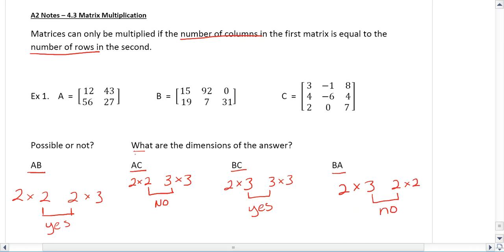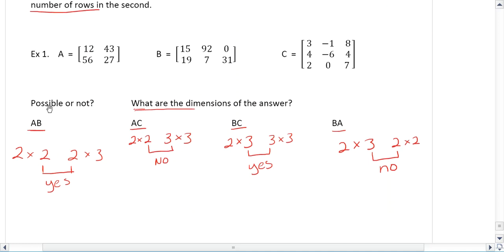And now this other question we're asked, what are the dimensions of the answer? Well, after you multiply these two matrices, the solution dimensions are right here. If they can be multiplied, so if that's a yes, then our answer is going to be a 2 by 3. This one can't be multiplied, so we're not going to bother. This one can be, B times C. These two numbers match, and so this solution also is going to be a 2 by 3. This is kind of handy to know what the solution is going to look like once you start multiplying.